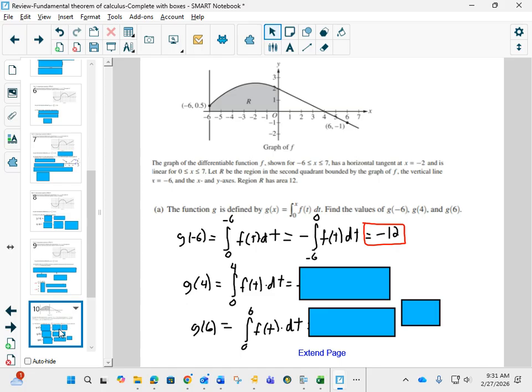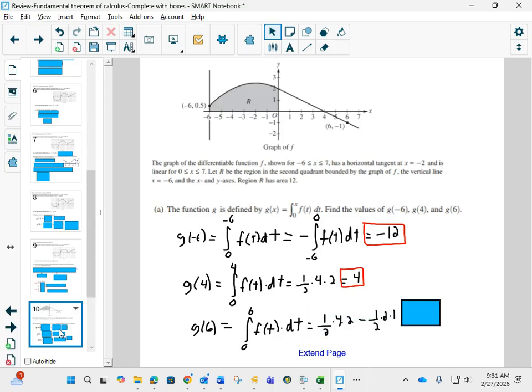From 0 to 4, since that's a straight line, you can do base times height divided by 2, and it will be 4. From 0 to 6, well, we know this area is 4. From 4 to 6, that area is going to be 1, but it's going to be a -1 because it's below the x-axis. So we can't just go 4 plus 1, instead we have to do 4 minus 1 and get 3.